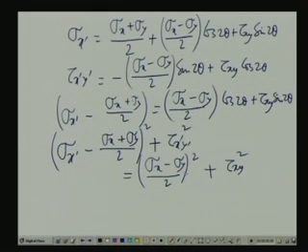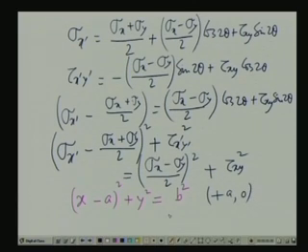This particular equation can be represented as x minus a square plus y square equals b square, and this is a well known equation, that of a circle, where the center of the circle lies at the coordinate plus a, 0, and the radius is equal to b, and x represents sigma x dashed and y represents tau x dashed y dashed.